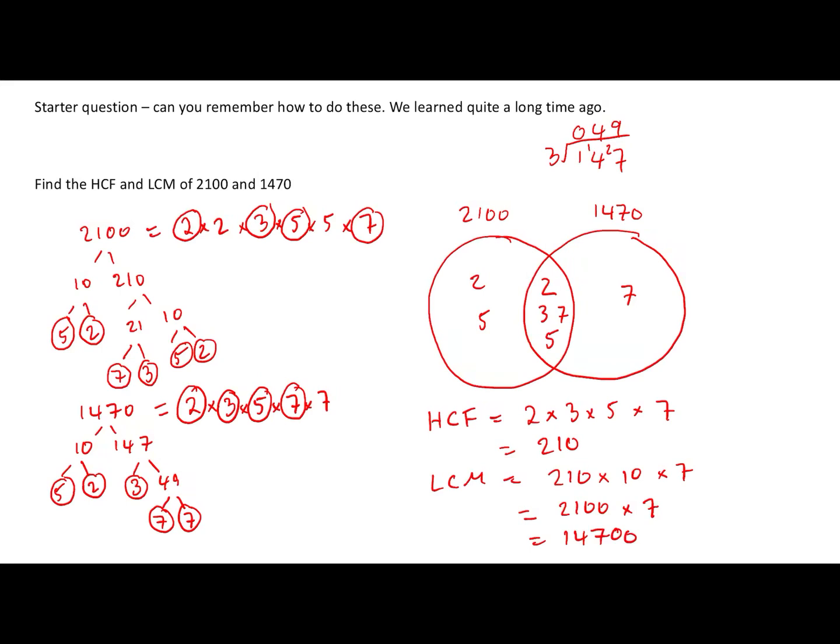So I think that's 14,700. I think would be the lowest common multiple. I've just done that quick. Actually, I might have made mistakes. So if I have, please let me know.